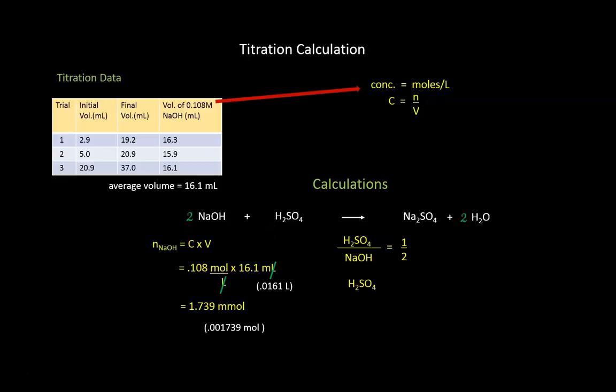Cross-multiplying gives sulfuric acid equals 1/2 times the amount of sodium hydroxide, which is 1/2 times 1.739 millimoles, which is 0.8695 millimoles. The final step is to find the concentration of sulfuric acid from the concentration formula, C equals N over V. That gives this. Notice how we can cancel the millis to leave us with moles per liter. Our answer for the concentration of sulfuric acid is 0.035 molar or moles per liter.